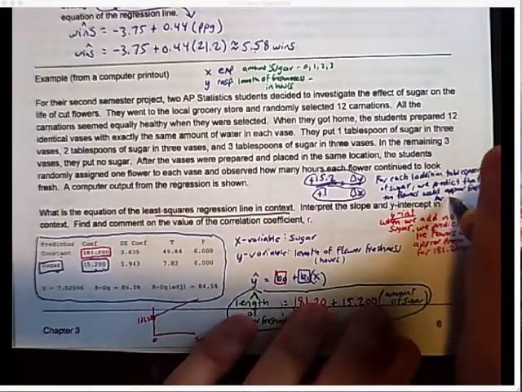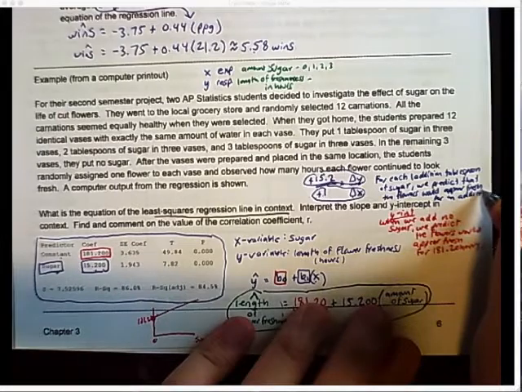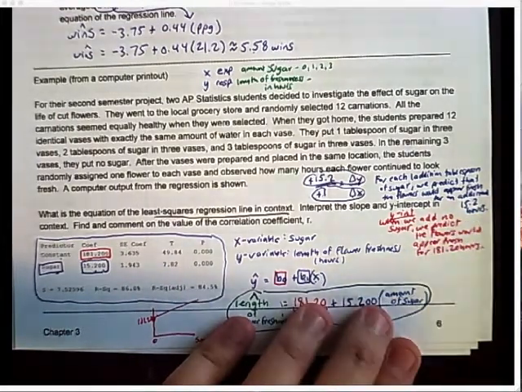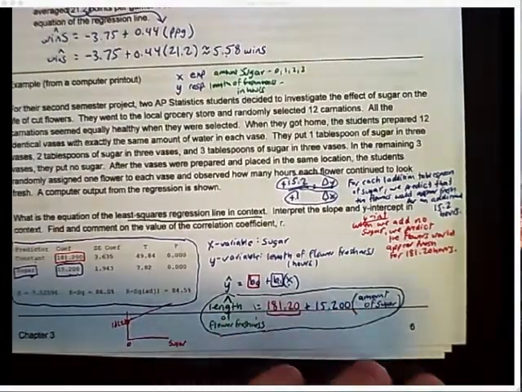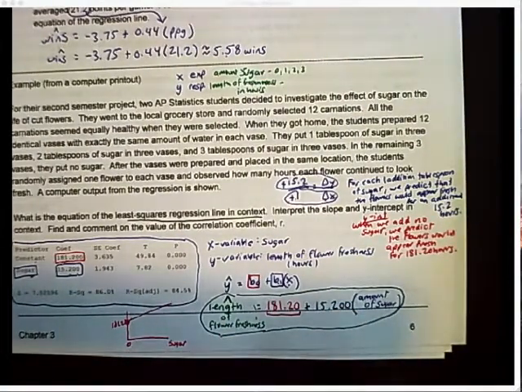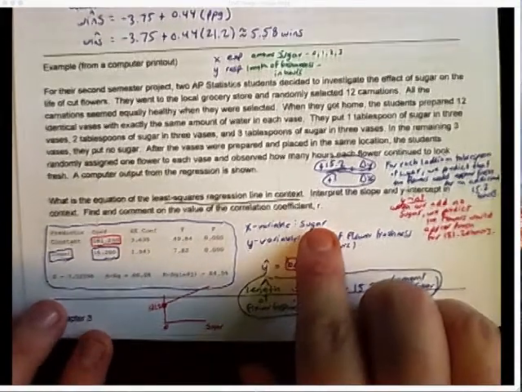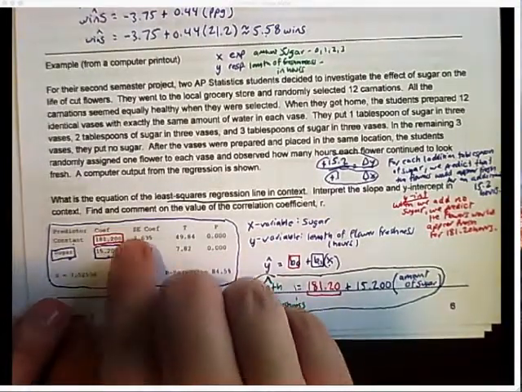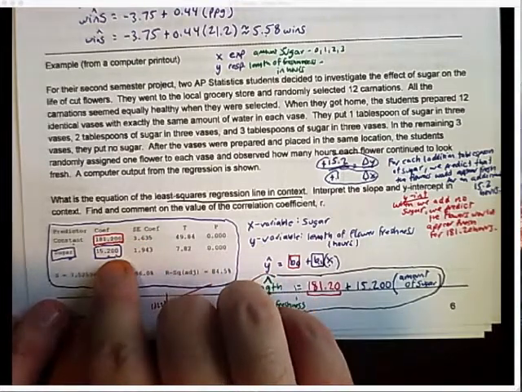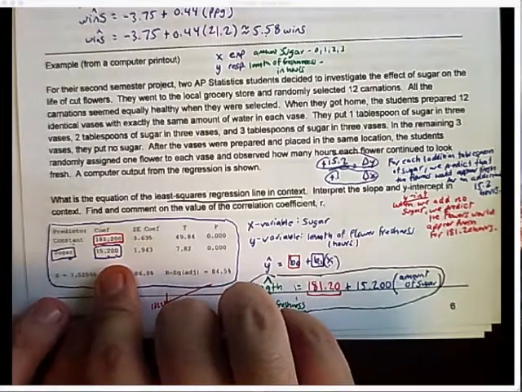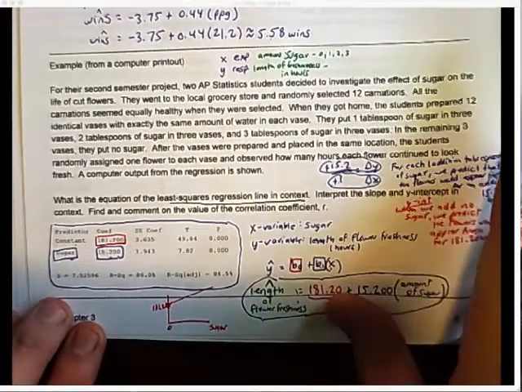Would appear fresh for an additional 15.2 hours. And that is the interpretation of the slope. For each 1 additional tablespoon of sugar, we predict the flowers would appear fresh for an additional 15.2 hours. Okay. That's the meaning of the slope in this problem. So when we need to find the regression equation, it's just these first 2 numbers. In red, there's the y-intercept. In blue, there's the slope. That's all it is.